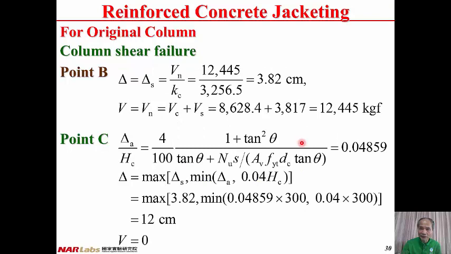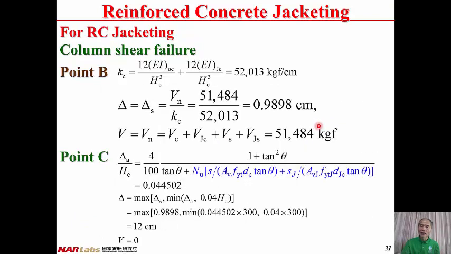If we go back to the previous line, for the original column, the shear strength is 12 something ton-force. After reinforced concrete jacketing, this increased to 51 something ton-force. And point C, we have delta A divided by Hc equal to 0.04 something, and delta equal to delta A with lower bound delta S and upper bound 0.04 Hc. And in this case, the upper bound controls and delta equal to 12 centimeters, and V equal to 0.